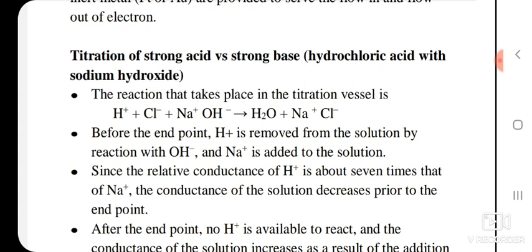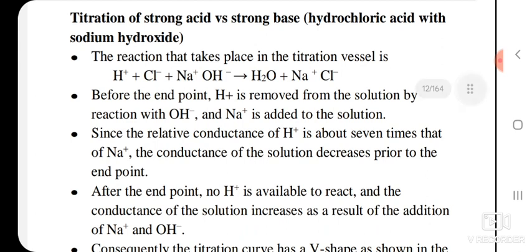Titration of strong acid versus strong base. Hydrochloric acid with sodium hydroxide. The reaction that takes place in the titration vessel is H+ Cl- plus Na+ OH- gives out H2O plus Na+ Cl-.